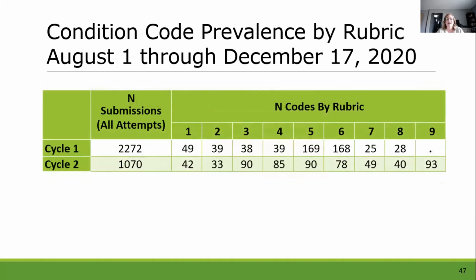Okay, so now how often are we seeing these? We broke it out by rubric. This is helpful for you so you know which areas to focus on with your candidates. For cycle one, a lot of submissions, 2,272, but by rubric, 1, 2, 3, 4, 5, 6, 7, 8. You can see, again, we're reiterating that in cycle one, rubrics 5 and 6 have a lot of condition codes. So if you can help your candidates in those areas.